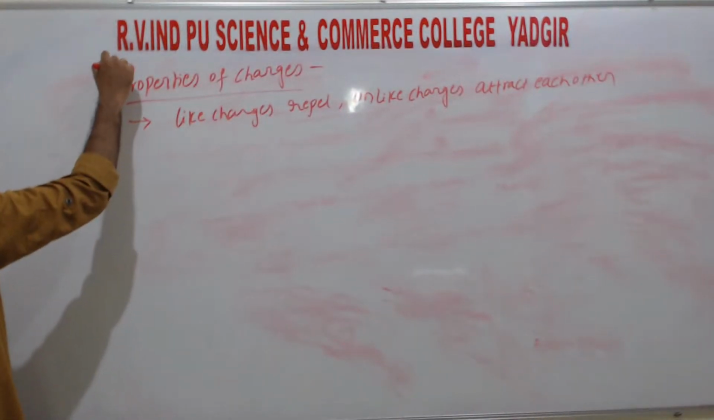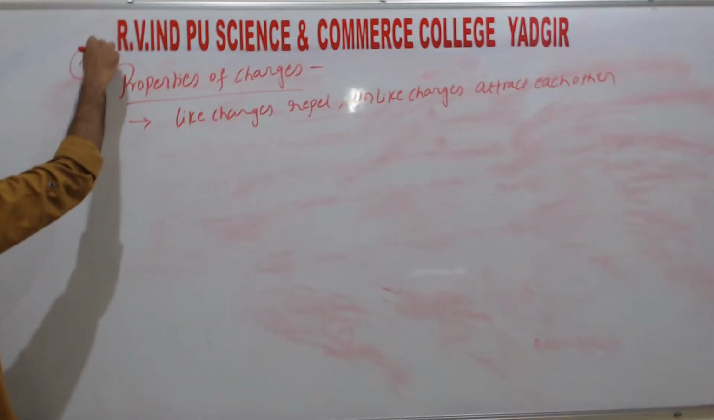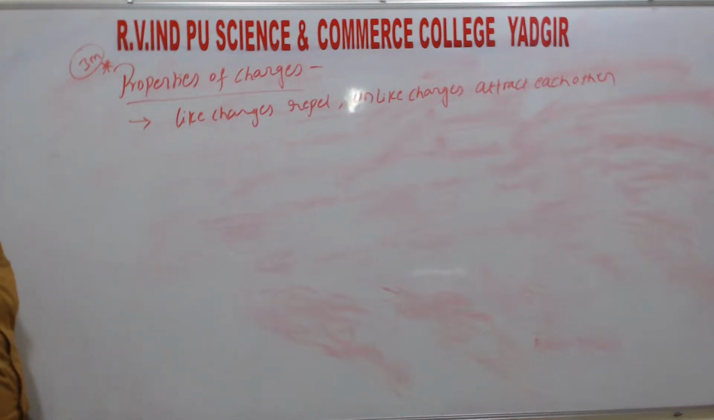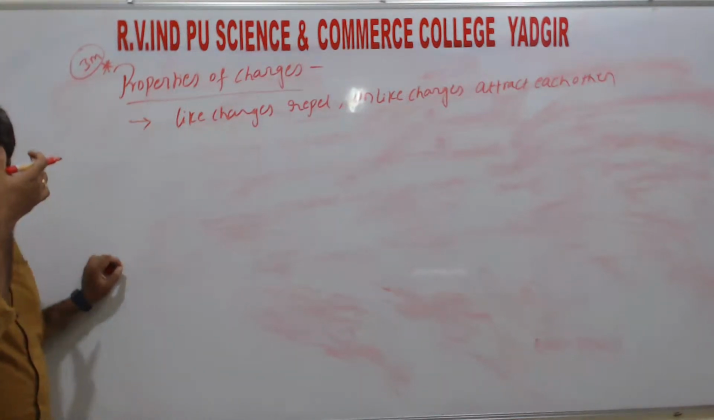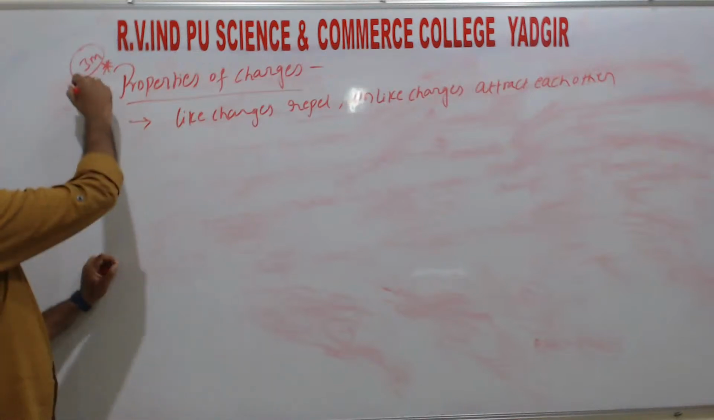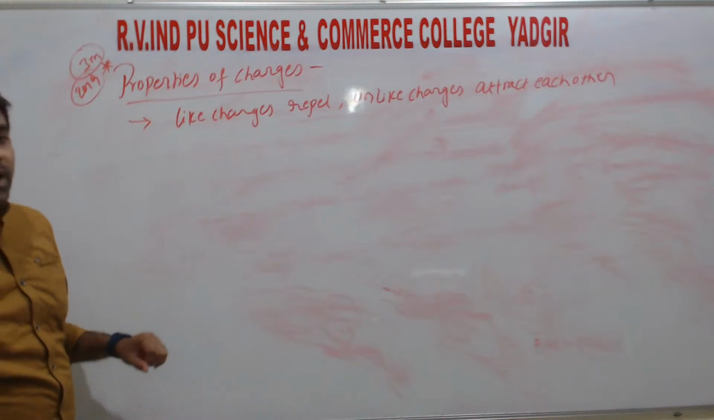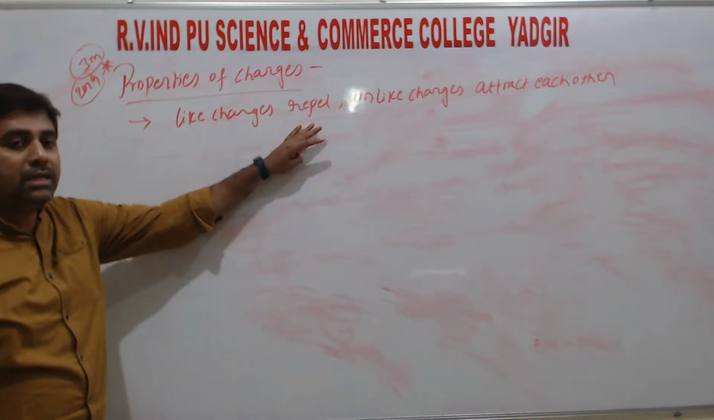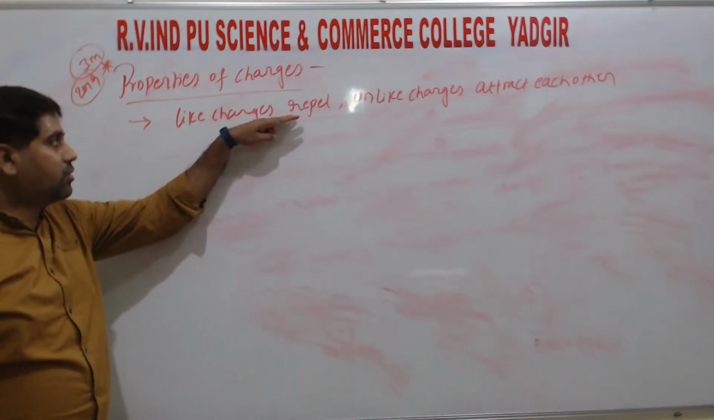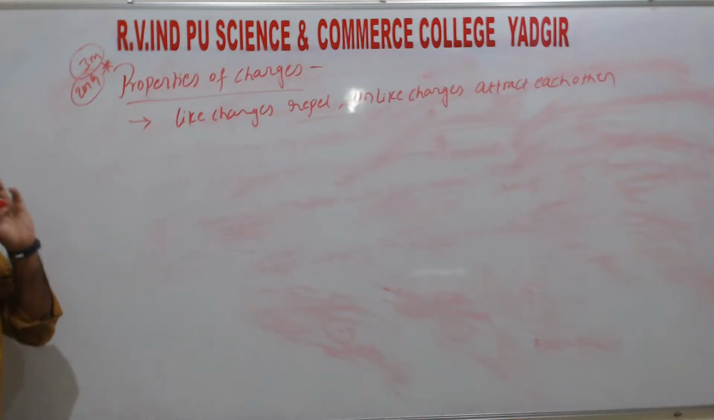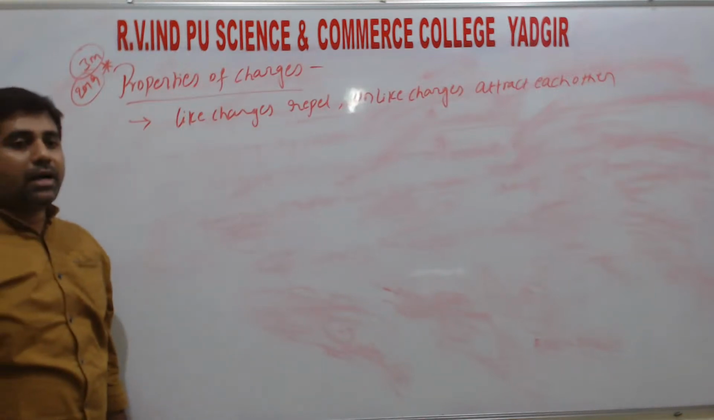This is very important for 3 marks, right. We have nearly 5 to 6 properties. In the last year, in 2019, they asked this for 3 marks, right? If they ask for 3 marks, we just need to write the statement, that means 3 statements. So this one is the first statement: like charges repel, unlike charges attract each other.